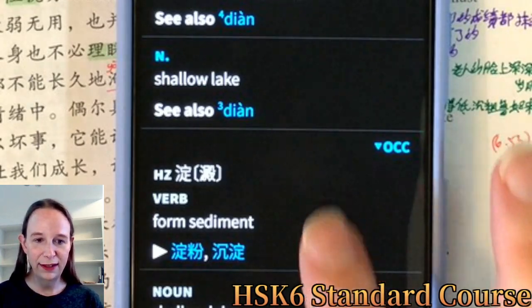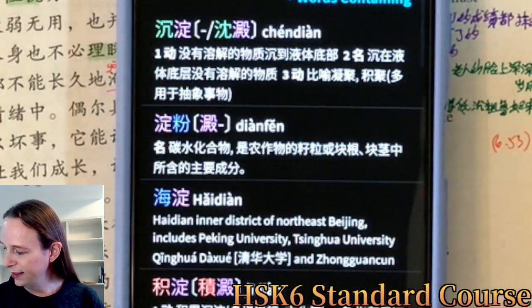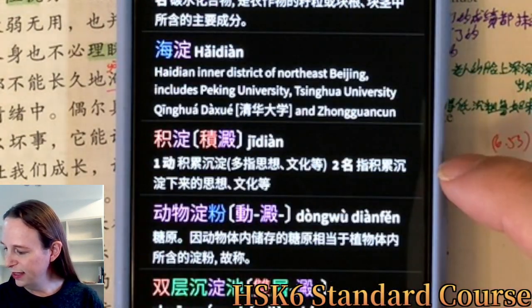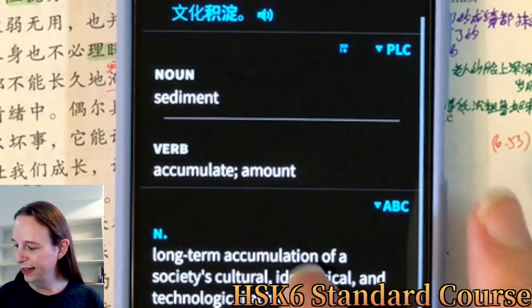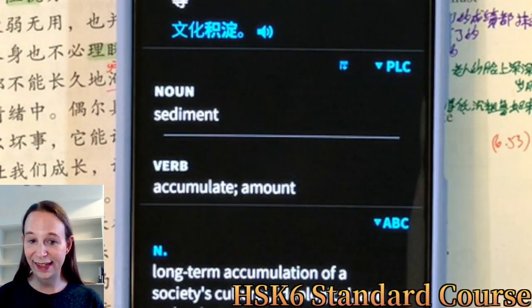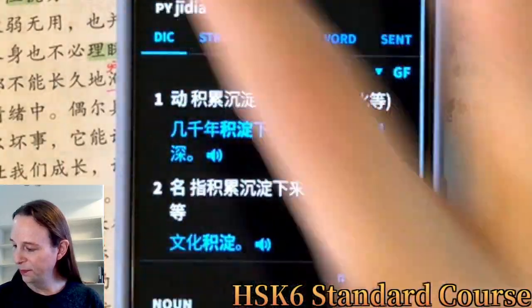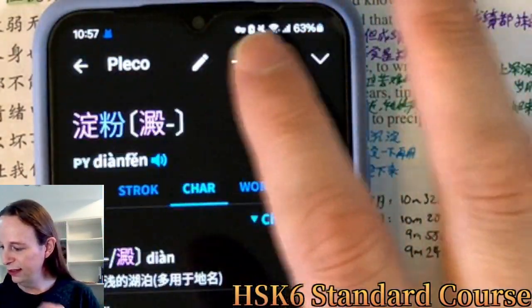What was I going to do? I forget. 沉淀, 淀粉, 海淀, 积淀. Oh, that's another one, 积淀. So accumulate sediment. 积淀, this will be a noun. This is the accumulated sediment. I wanted to look at sedimentary rock.